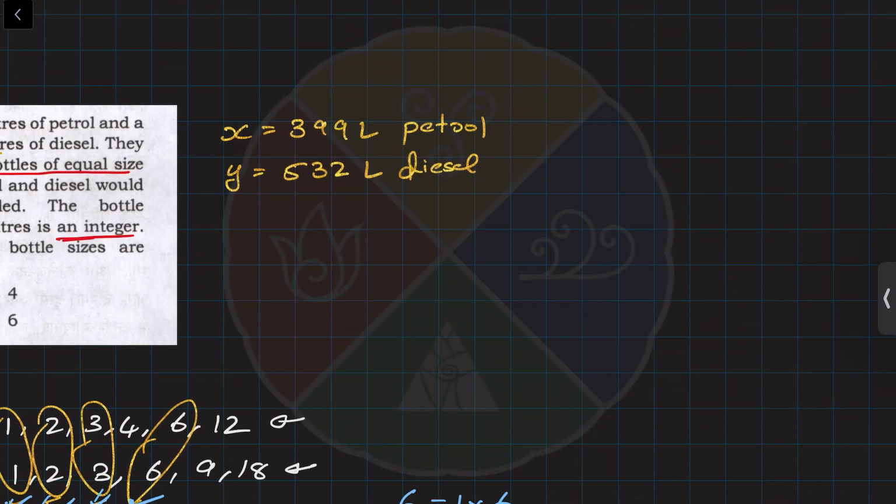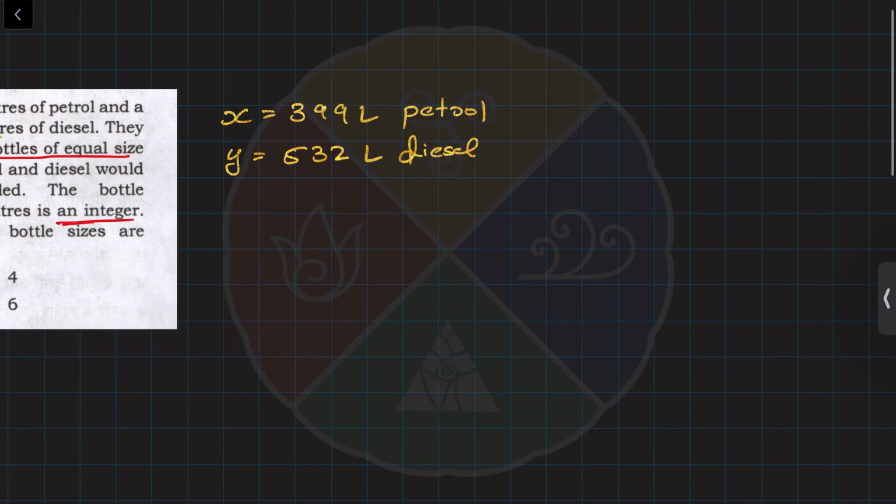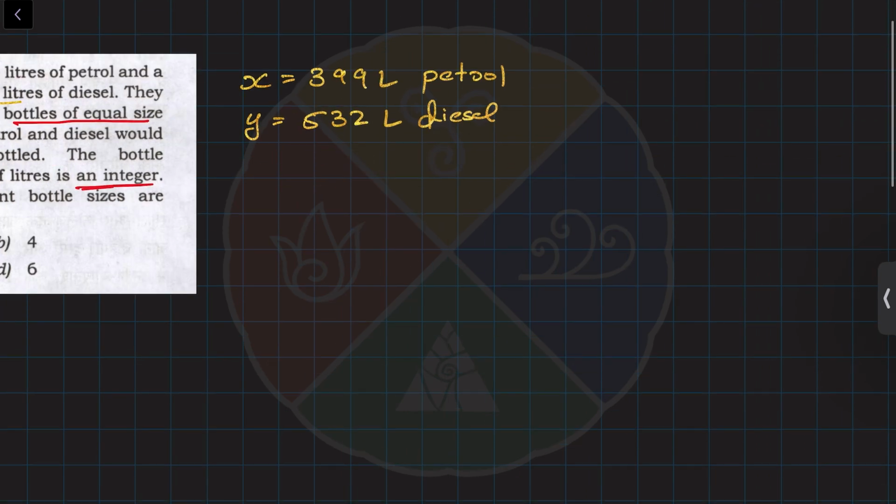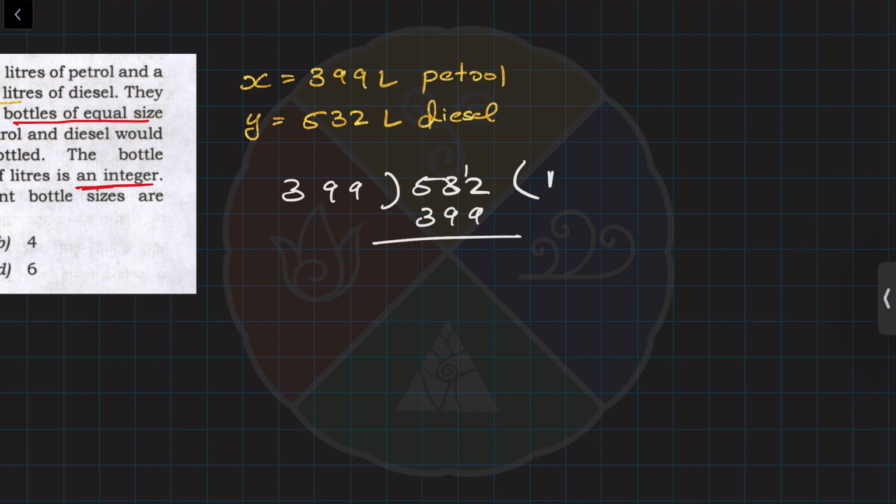So in this case, we again have to find our HCF. So we are going to look for HCF of these two numbers. Let's use this method. So I'll take the bigger number 532, divide that with 399. One time it will go, 399, and balance here.